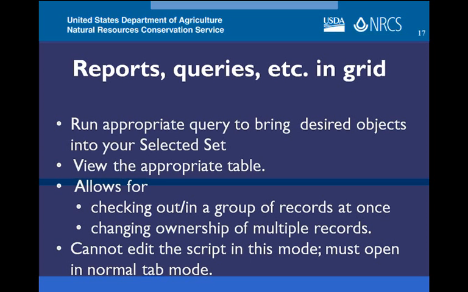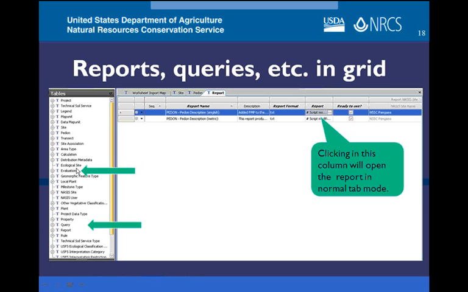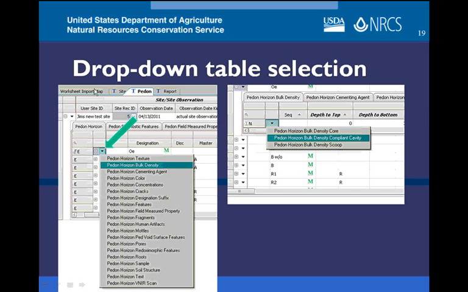As I mentioned, you cannot edit the script in this mode. If you click in the column for the script itself, it will open up the report in its normal tab format that we had in 6.0. So here's an example of the report table opened up, and you can see the report names. And here's the column of the report where the script is. I clicked into that, and then, whoops, I didn't get a screen, but then it goes ahead and opens it up in the normal tab mode.